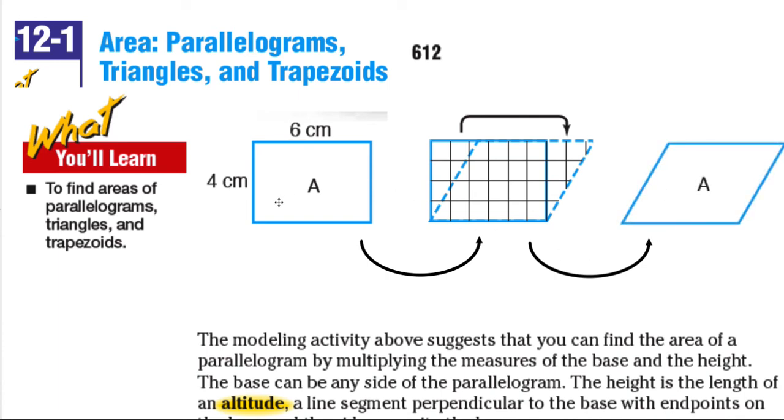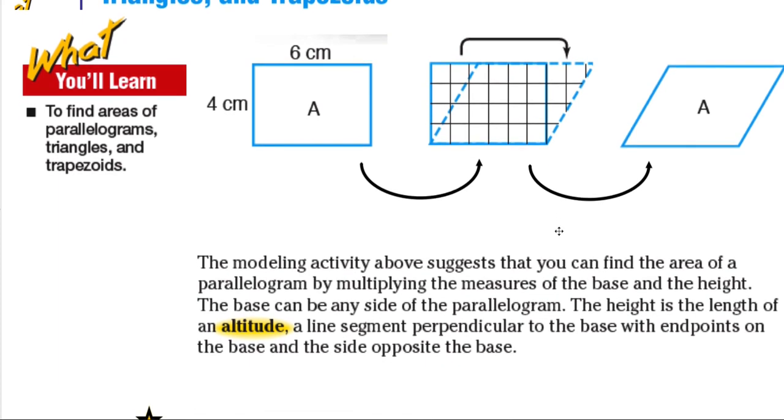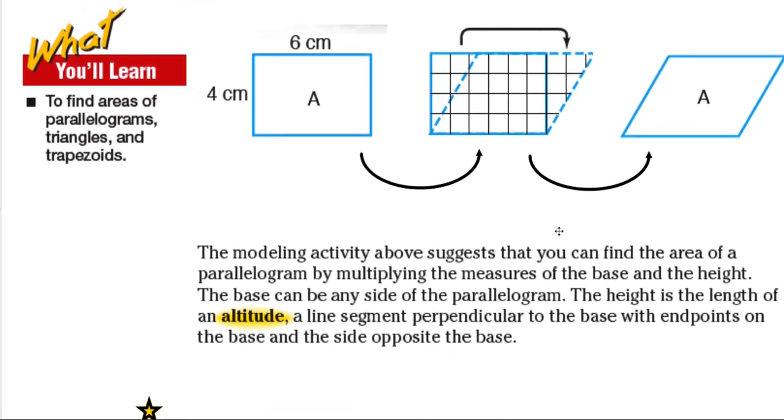Okay, so when we want to find the area of this rectangle, we simply multiply the width and the length. This is also known as the base, and this is also known as the height. So just like in a rectangle, you can also multiply the base and the height of a parallelogram to find its area. So the modeling activity above suggests that you can find the area of the parallelogram by multiplying the measures of the base and the height.